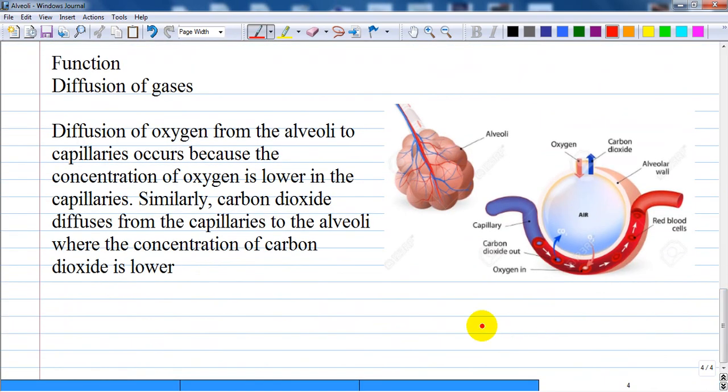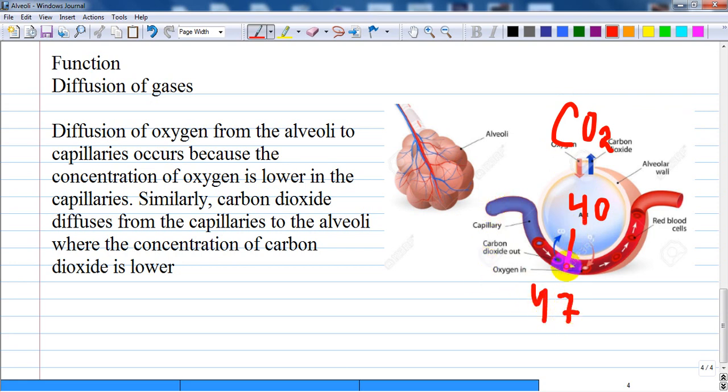And what is the most important function of the alveoli? It is the diffusion of gases, or diffusion of oxygen from the alveoli to the capillaries, which occurs because the concentration of oxygen is lower in the capillaries. Similarly with carbon dioxide. In other words, the pressure, for example, of carbon dioxide inside the alveoli is around 40, whereas in a capillary, which carries venous blood, it is 47.